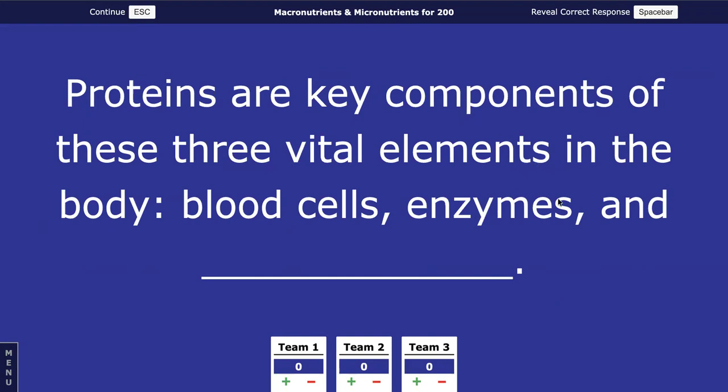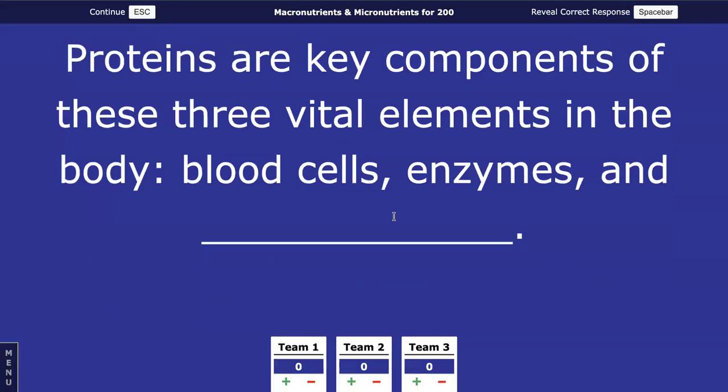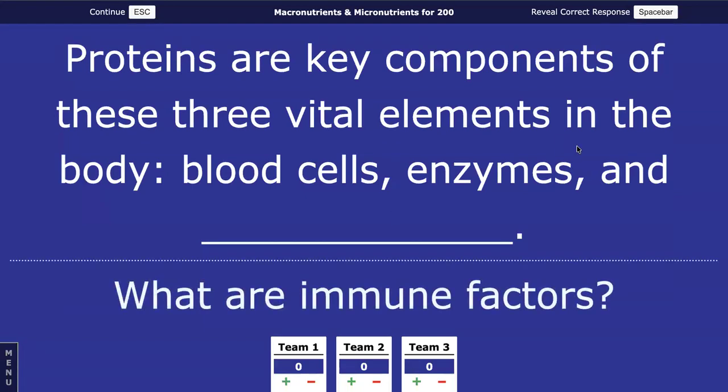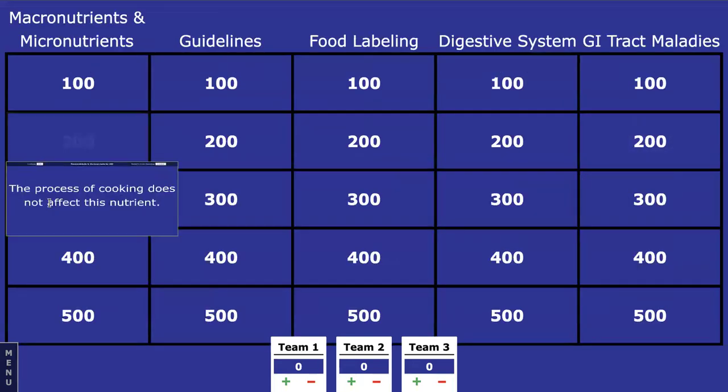Okay. Proteins are key components of these 3 vital elements in the body: blood cells, enzymes, and what? Not hormones, though pretty similar. Could be considered similar in size, pretty small. It is immune factors such as antibodies. But in the words of Dr. Rose, proteins do the work of the cells. So you could say it's pretty all encompassing.